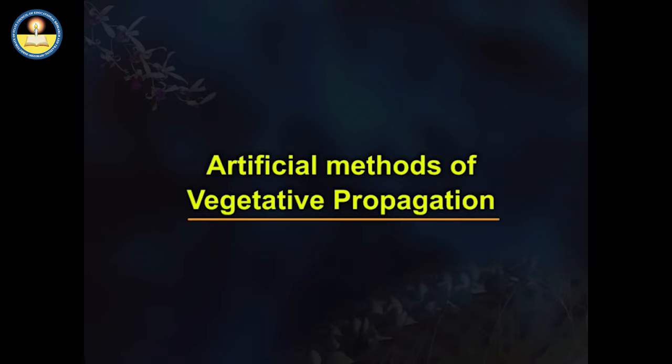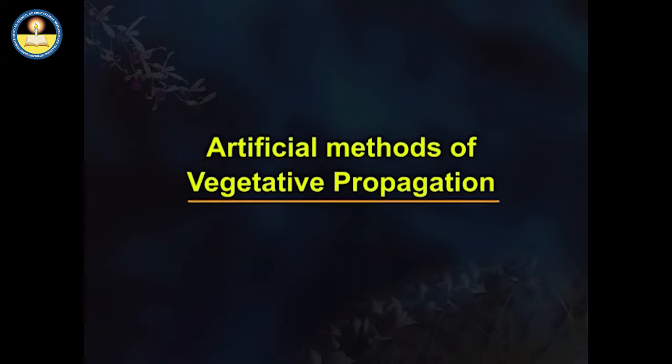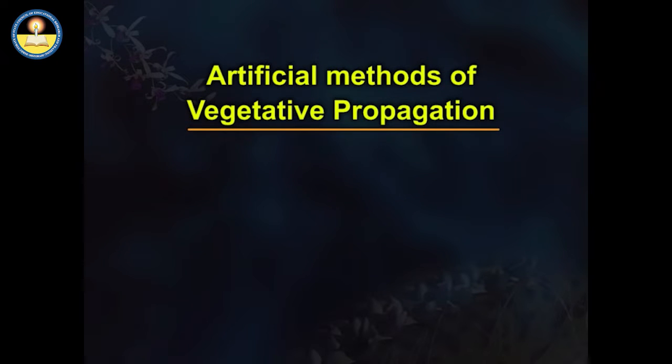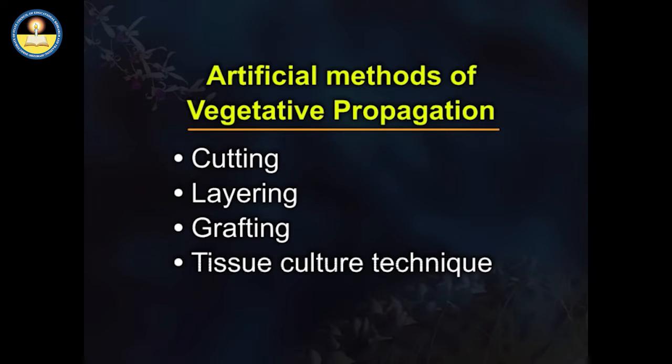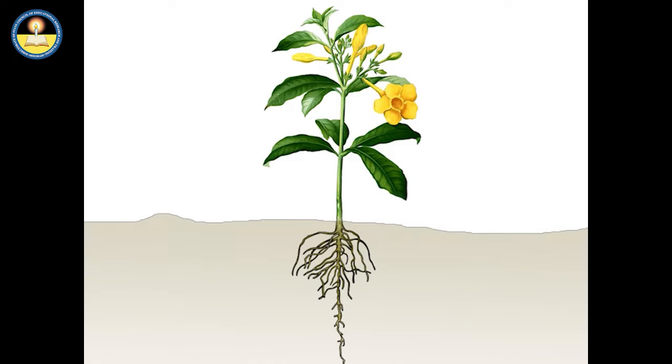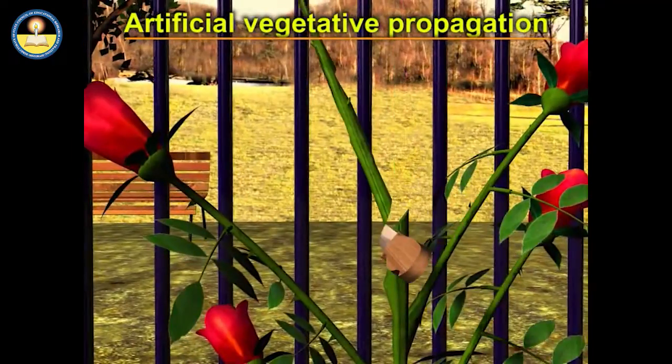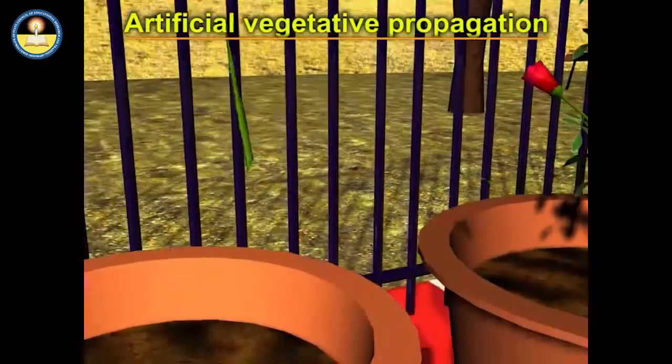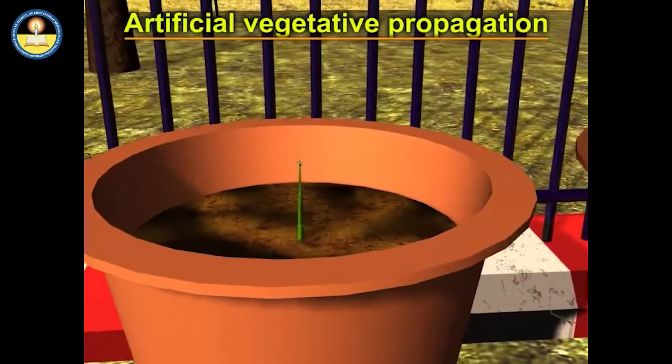Besides natural methods of vegetative propagation, artificial modes of propagation are also used. Some common methods like cutting, layering, grafting and tissue culture are used by farmers, gardeners and scientists. The vegetative parts of plant body such as root, stem, leaf, etc. are used to produce new members of the plant. You must have seen gardeners taking a cutting of the stem of a rose plant and putting it in the soil.